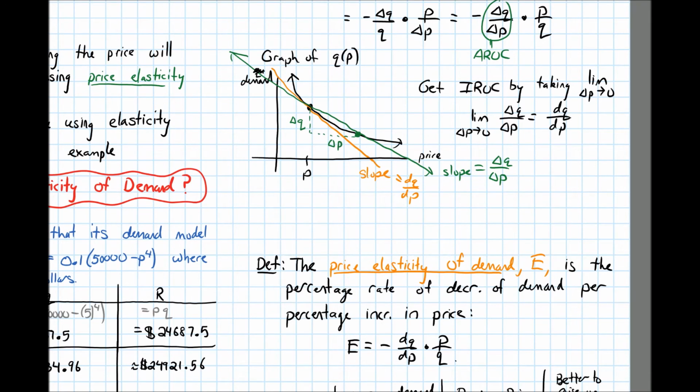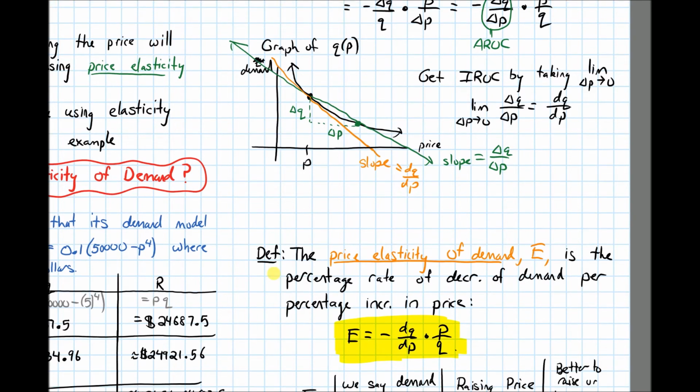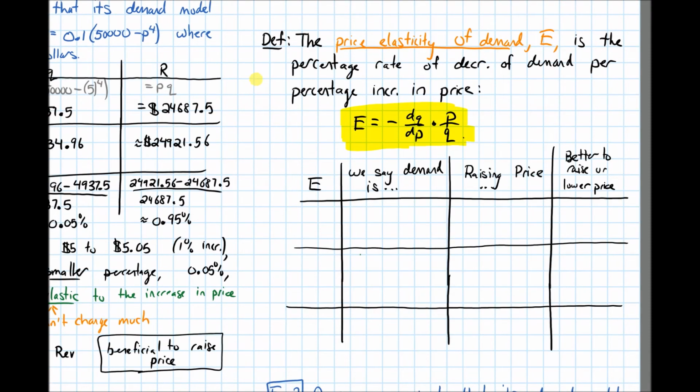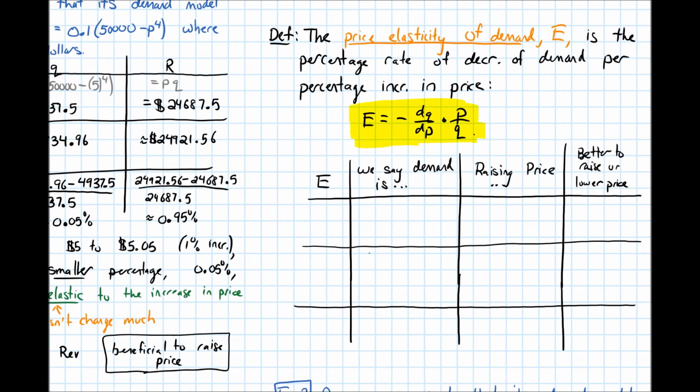There are a few other terms that I want to define that we use when talking about elasticity. I'm going to organize this into a table. If my elasticity is greater than 1, then what that means is when we increase the price, the demand is going to drop by a greater percentage. And when that happens, we say the demand is elastic. It is very sensitive to changes in price.